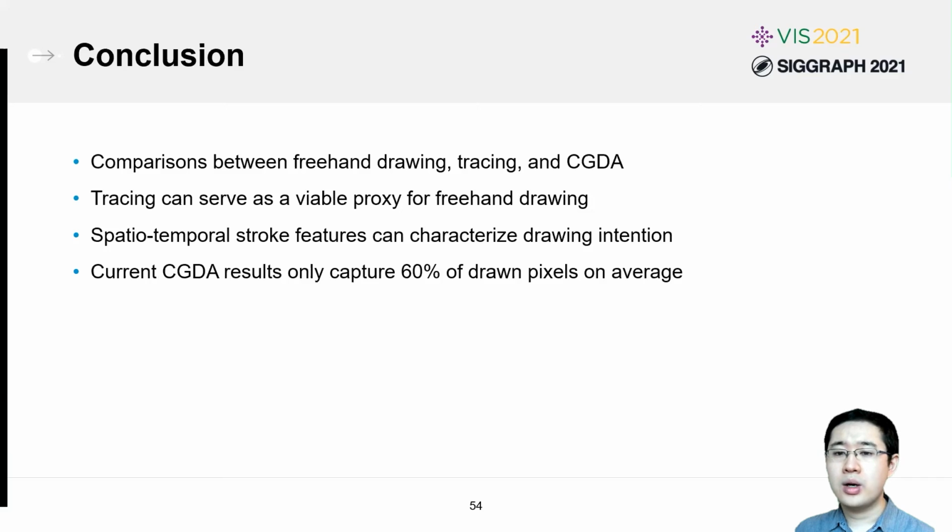To conclude, our analysis reviews the similarities and differences between freehand drawing, tracing, and computer-generated drawing approximation. Tracing is similar to freehand drawing in temporal tendencies and representation choices. Spatial temporal features can characterize drawing intention in both tracing and freehand. Current CGDA results only capture 60% of drawn pixels on average, highlighting the great value of collecting hand-drawn data.